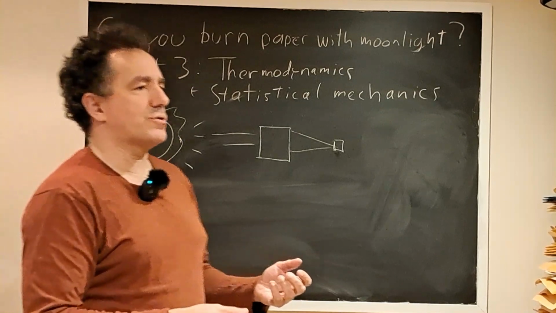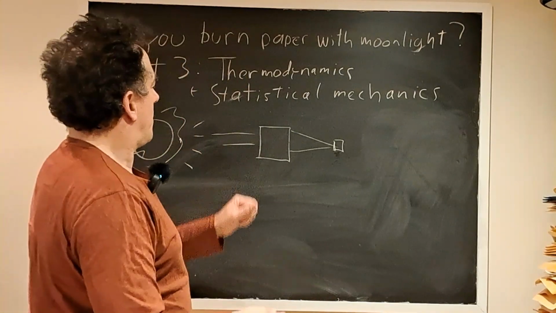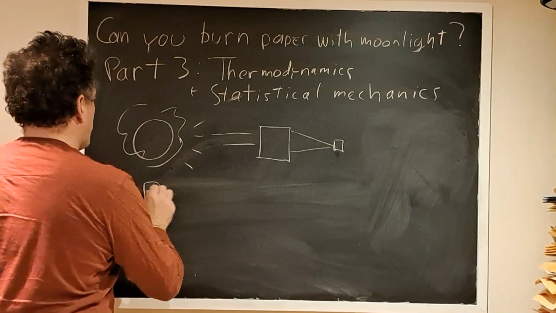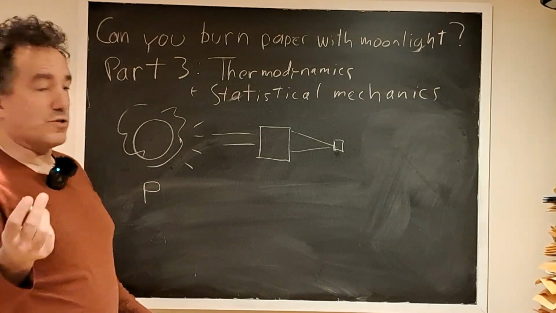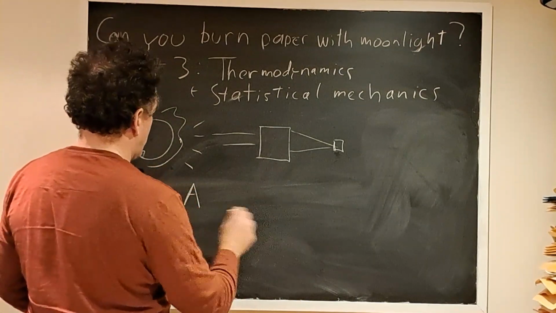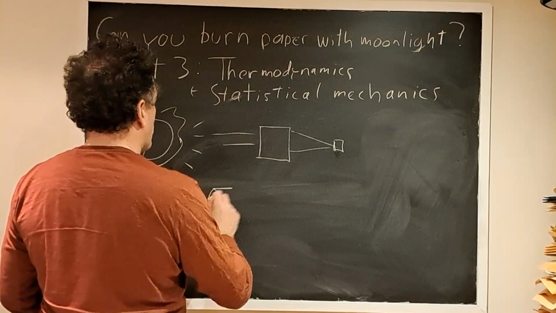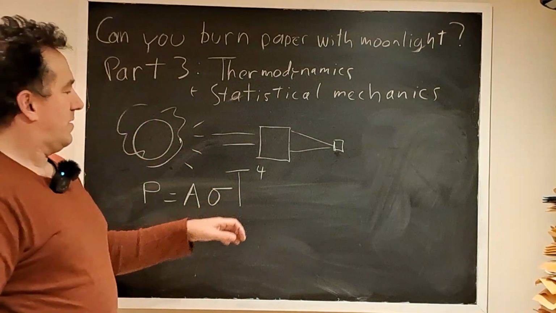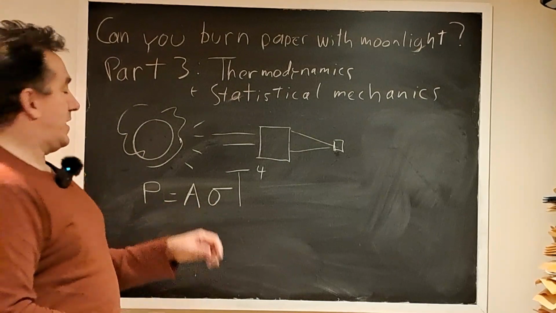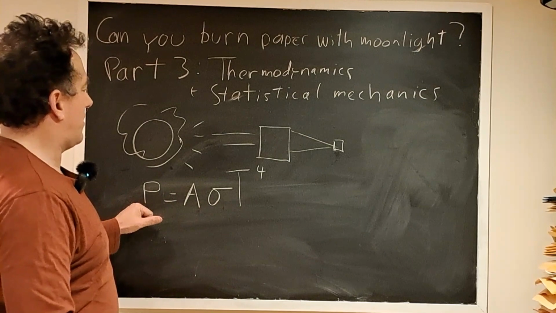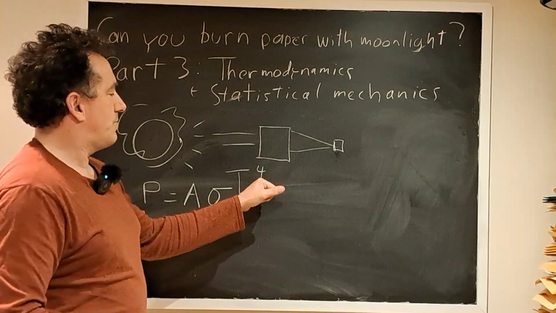But what about temperature? Well, if you have some surface, some body that emits light according to the black body radiation spectrum, we have that the power emitted is equal to the area of the surface times the Stefan-Boltzmann constant times the temperature to the fourth power. So for a given object, the area is the same. This is a constant. So the power emitted by the object goes to the temperature to the fourth.